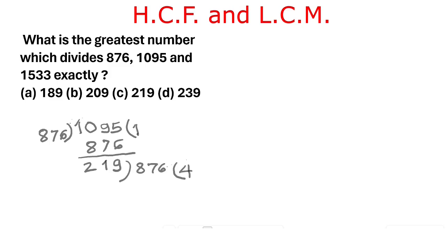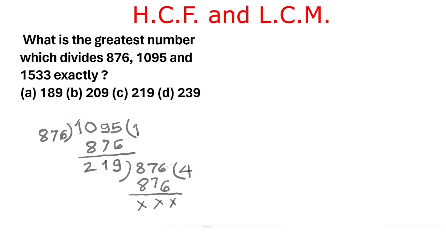219 divides 876 for 4 times. 200 times 4 is 800 and 19 times 4 is 76. So 219 times 4 is 876. 876 when subtracted from 876, the remainder is 0. So the H.C.F of 876 and 1095 is 219. The last divisor is the H.C.F of the given two numbers.